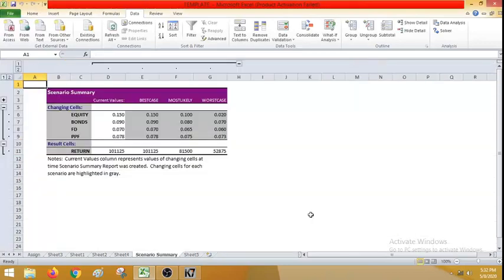You can see here the scenario summary. See here, for the best case the return is going to be 1,11,125. For most likely the return is 81,500. For the worst case the return is going to be 52,875.